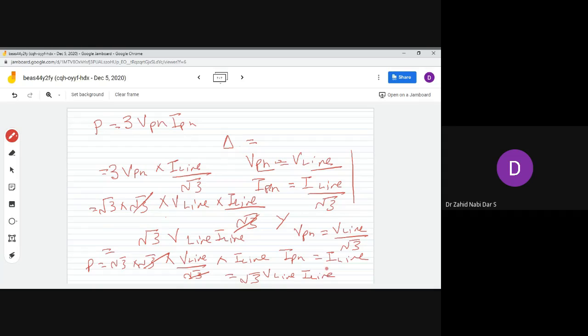So we notice, despite the network being either delta or star connected, there are only two connections for three phase, in both cases in terms of line quantities it is root 3 V line I line. In terms of phase, it would be 3 V phase I phase. So P is equal to root 3 V line I line, whether delta or star connected, irrespective of this. Did you get my point?